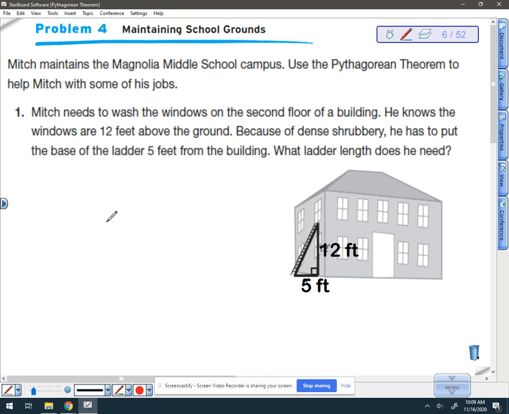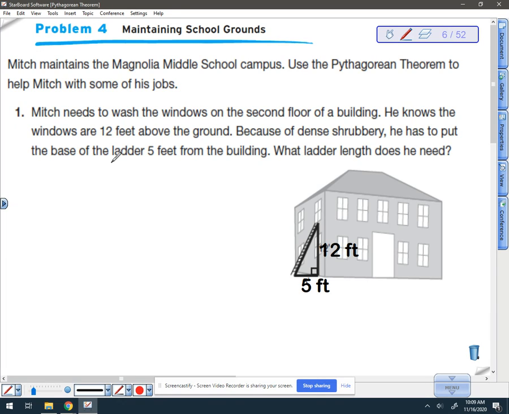And out of all the topics I teach in 8th grade, which one do I use the most in the real world? Not at work, but in my own real world in my life? Pythagorean theorem. I use this more than anything else that I teach in 8th grade. So if we take a look, we have Mitch maintains the Magnolia Middle School campus. You're going to use the Pythagorean theorem to help Mitch with some of his jobs.